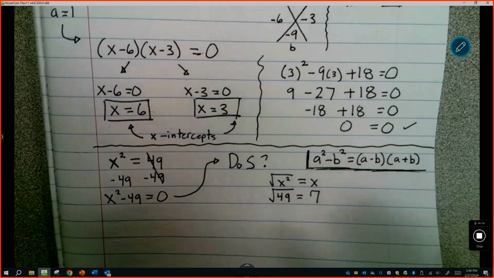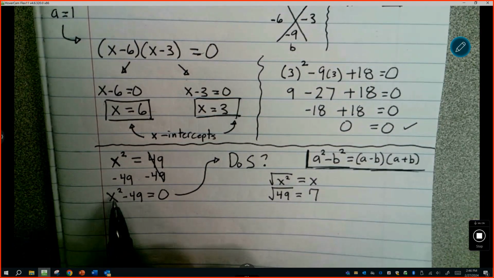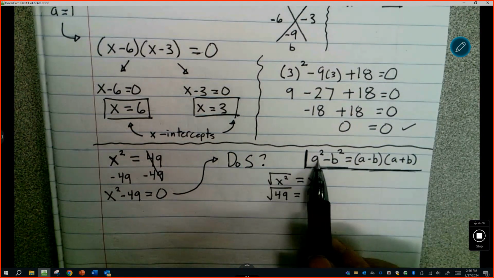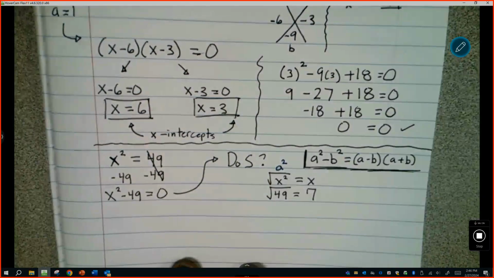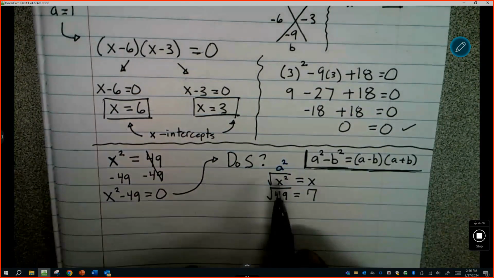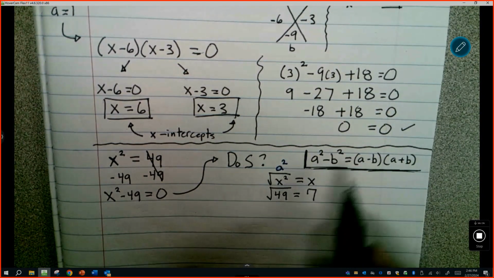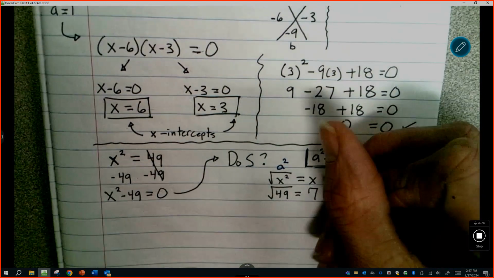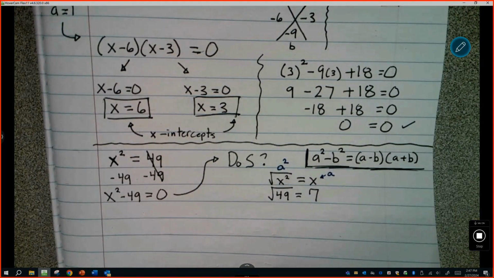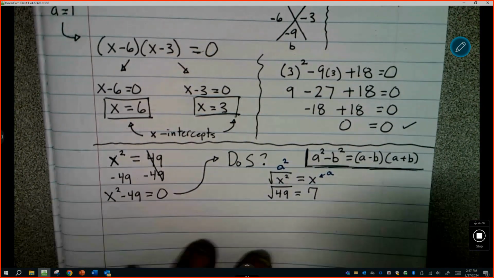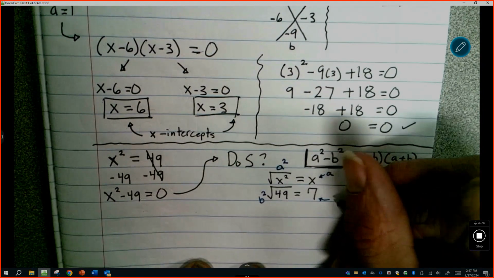Real quick though, I want to go ahead and label the different pieces of my expression. This x squared here, that is my a squared. Basically all it's saying is that this term is a perfect square. When you square root a squared, that gives you your a value. So the square root of x squared gave me my a that I can use to find my factors. Same thing, the second term, 49, that's my b squared. And when I square root that, that gives me b.